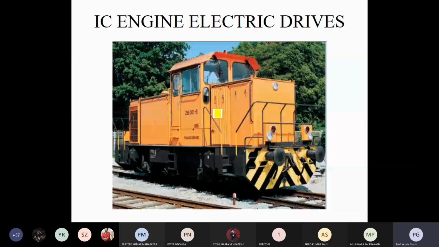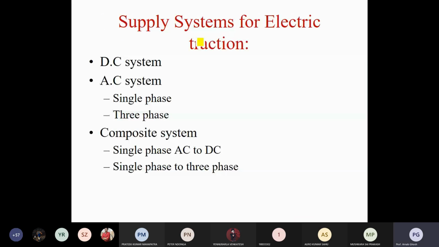They reuse that system, because otherwise if you design a new one the cost will be high. That's why the already existing system should keep working. The concept is like that. Then the supply system of the electric traction, just 5 minutes back I was talking about the traction system. What are the traction systems?